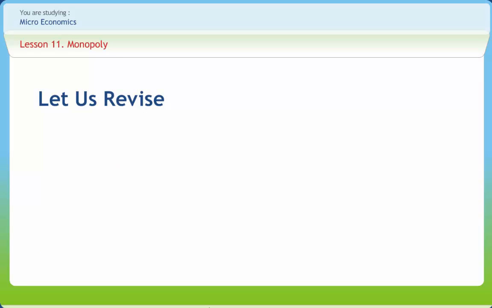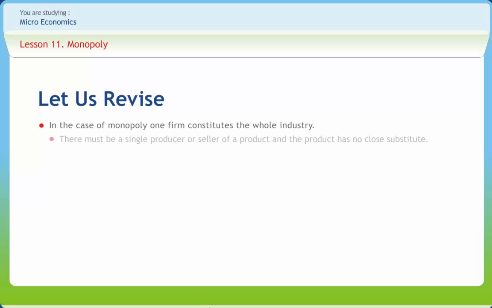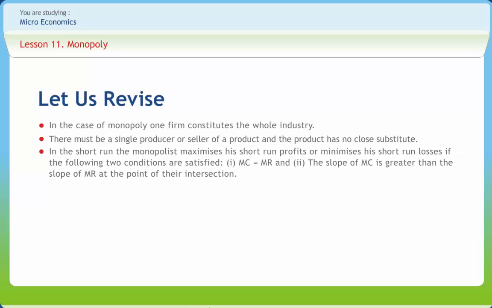Let's revise the whole concept. In the case of monopoly, one firm constitutes the whole industry. There must be a single producer or seller of a product, and the product has no close substitute. In the short run, the monopolist maximizes his short-run profits or minimizes his short-run losses if the following two conditions are satisfied. 1. MC equals MR. 2. The slope of MC is greater than the slope of MR at the point of their intersection.